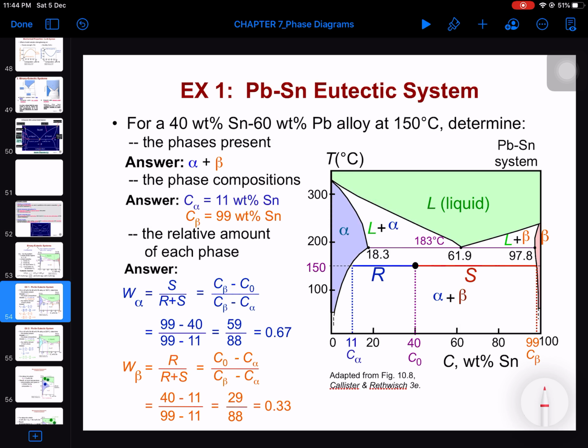This is an example of how you can determine four important pieces of information from the phase diagram: the phases present, the composition, the weight fraction, and also the resultant microstructure. The same rule applies, we have to use the lever rule. It's just that the lever rule is only applied in a two-phase region. It does not apply in a single phase region. That means if it falls in the all liquid region, it's 100% liquid, so there's no need to do the lever rule.